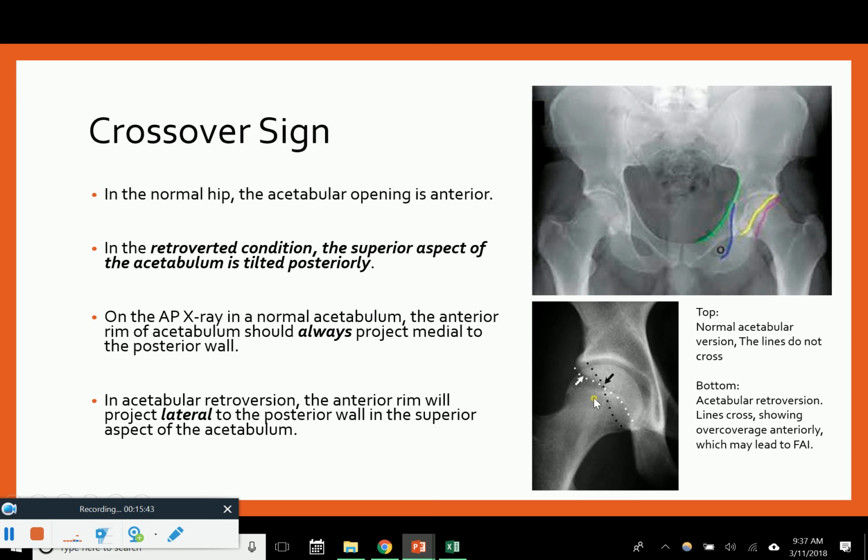So again, we go over this. I think I said this backwards before, but the white is going to be your anterior rim of the acetabulum. And you can see how the anterior rim projects lateral to the posterior wall. So if this is medial and this is lateral, the anterior rim projects lateral to that. So I mixed it up earlier, and I apologize. The black is the posterior rim, the white is the anterior rim.